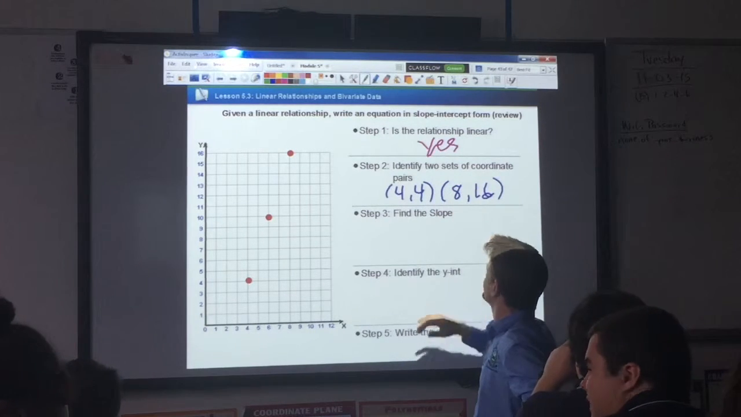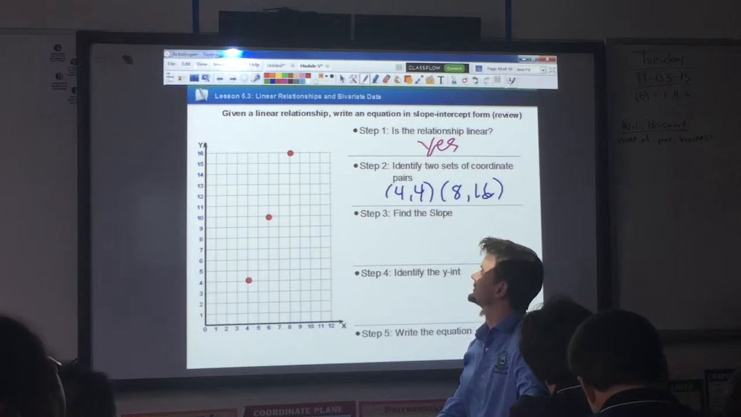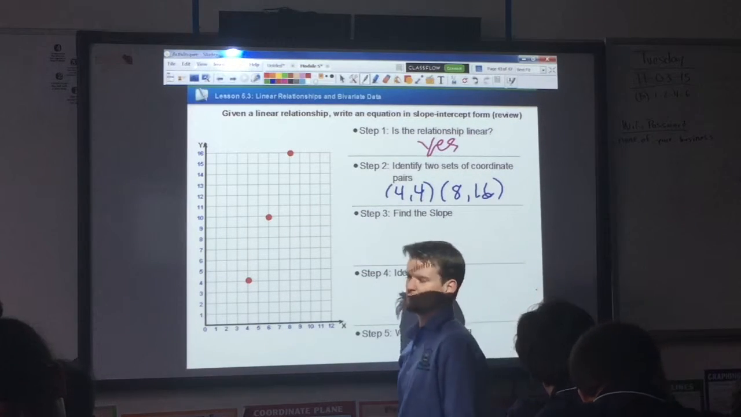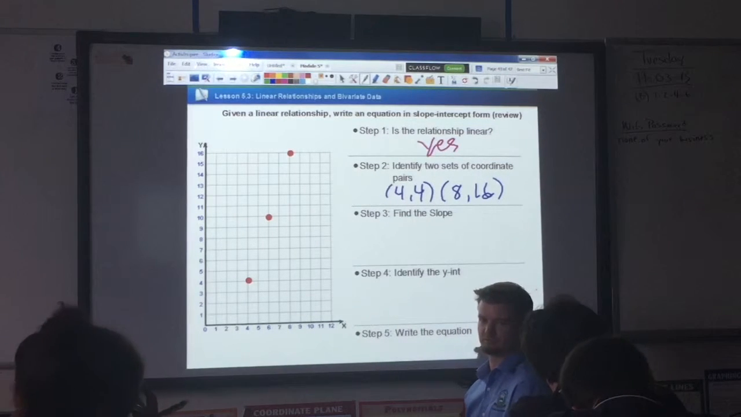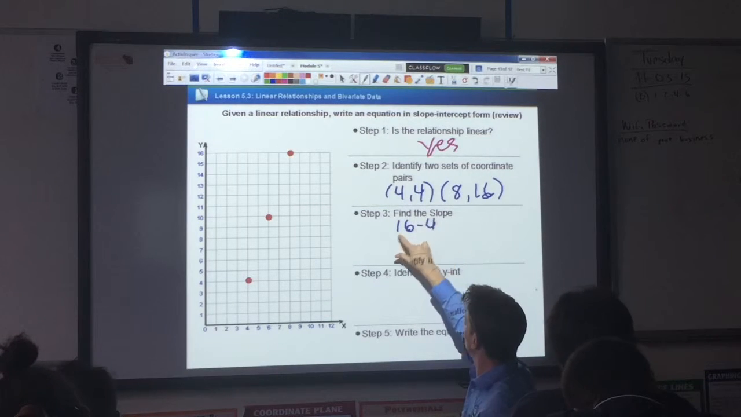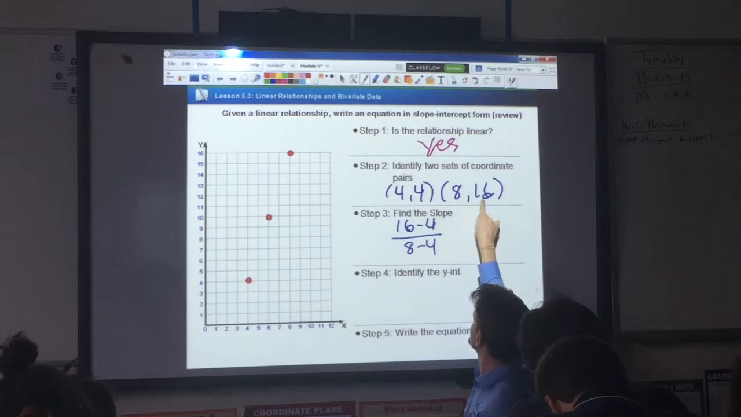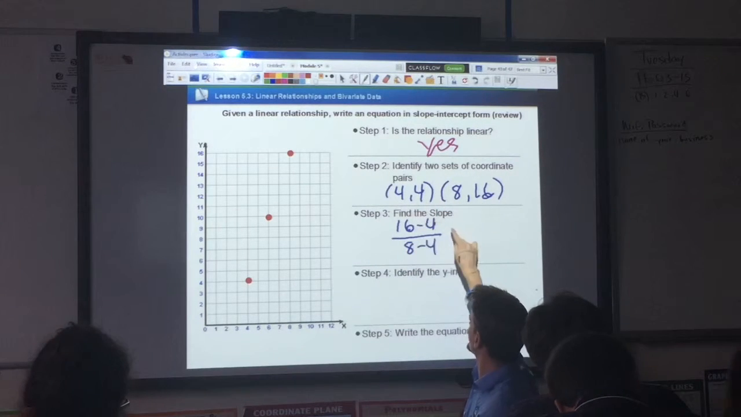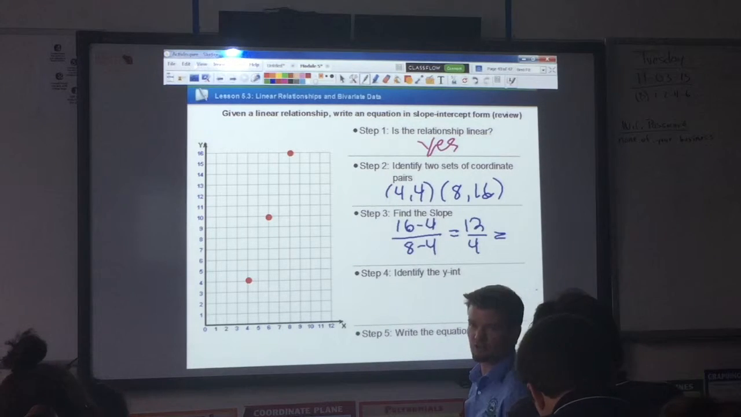Now we want to find the slope. Tell me, what am I writing for my slope formula? I would assume you already know what the y2 and x2 is. Just tell me the slope formula. 16 minus 4 over 8 minus 4. Good. And that's going to give you 12 over 4, which simplifies down to, what is my slope?